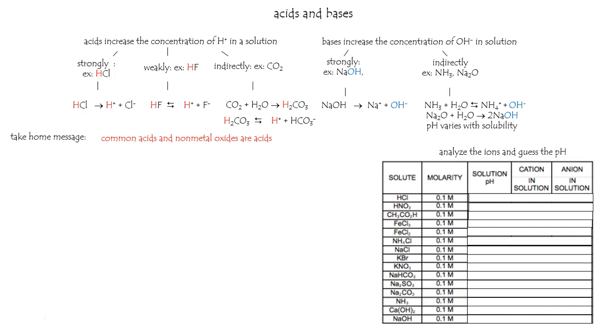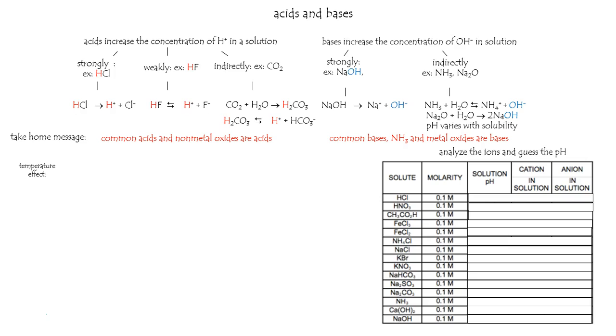The take-home message is that the common acids, some of the weak acids, as well as the non-metal oxides are acids. We'll show you a couple more in a minute. Similarly, the common bases, ammonia, and some metal oxides are the bases. See how we've got things like carbon dioxide? That's a non-metal oxide. Carbon monoxide would be similar. These are substances which will be acids. If it's a metal oxide, however, it's a base.